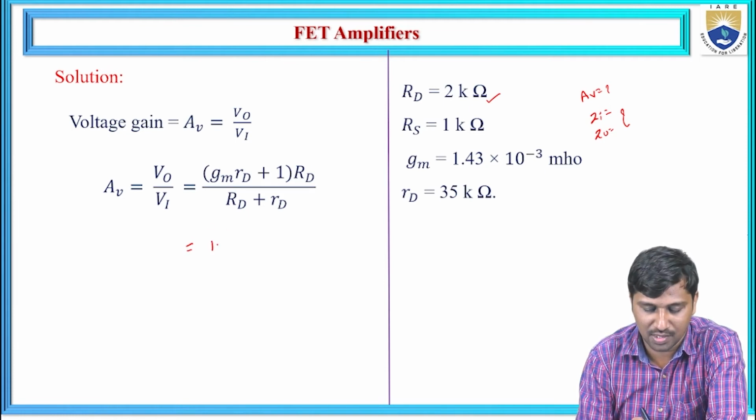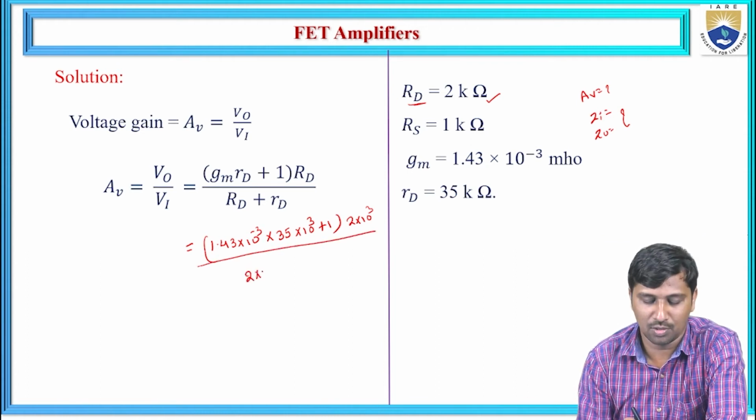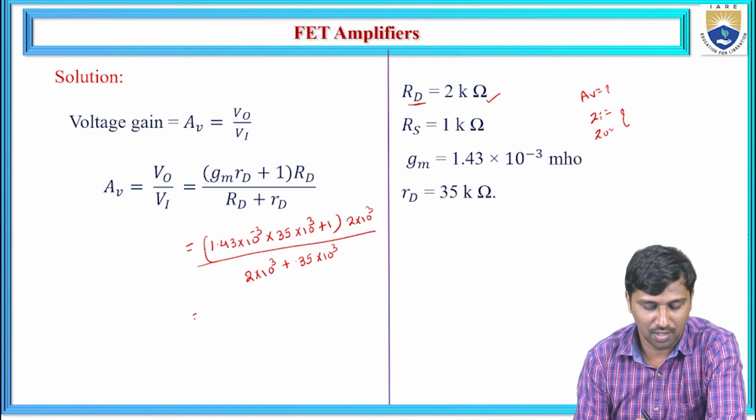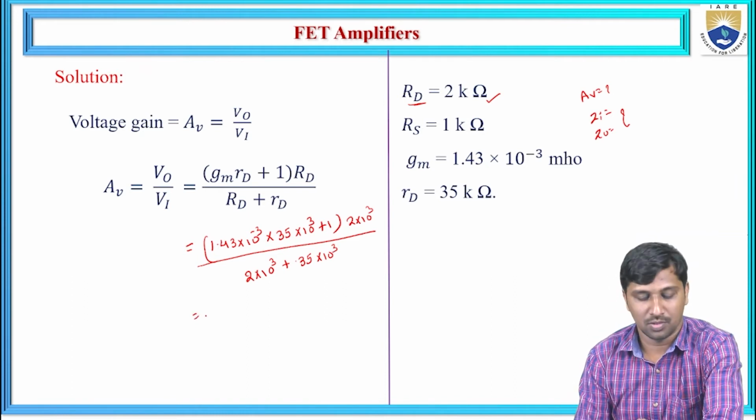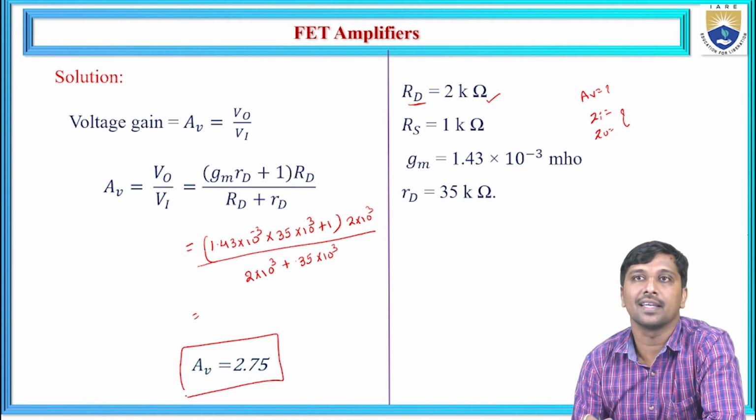Gm value is 1.43 into 10 to the power of minus 3, and the small rd is 35 kilo ohms, 35 into 10 power 3, plus 1, times the external drain resistance, that is 2 kilo ohms, 2 into 10 power 3, divided by the capital RD value, 2 into 10 power 3, plus small rd, 35 into 10 power 3. You can solve this ratio, and it gives that the voltage gain is 2.75.